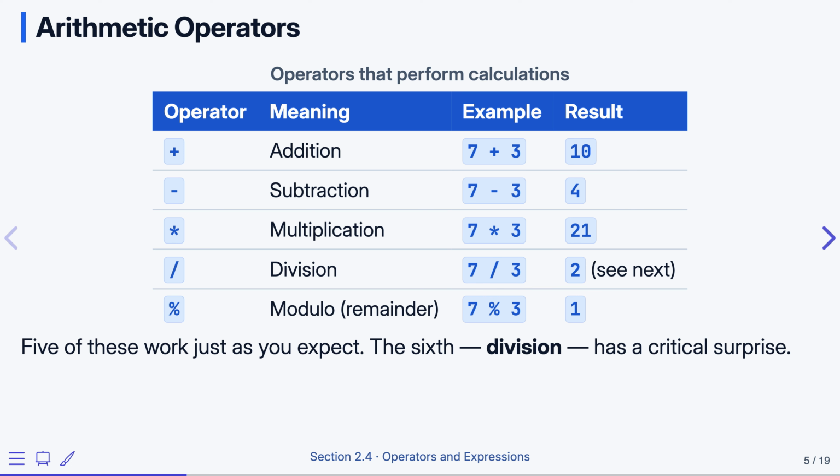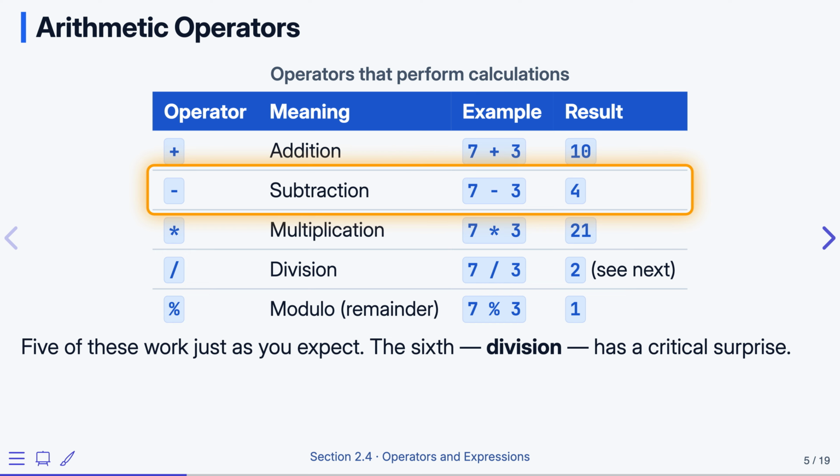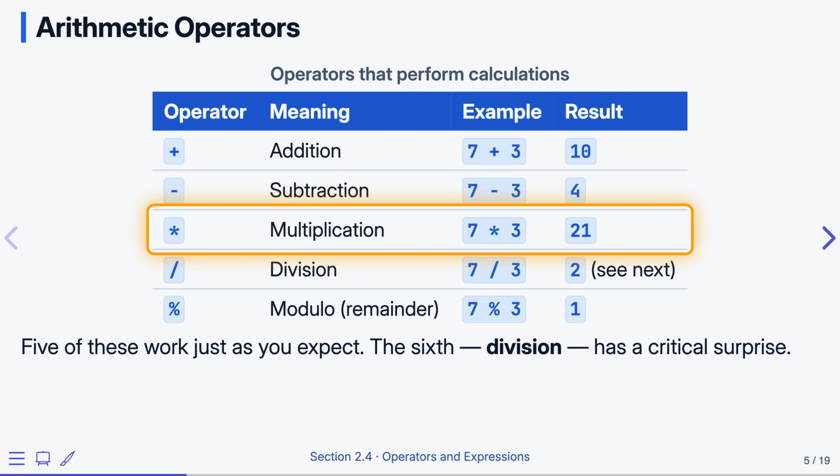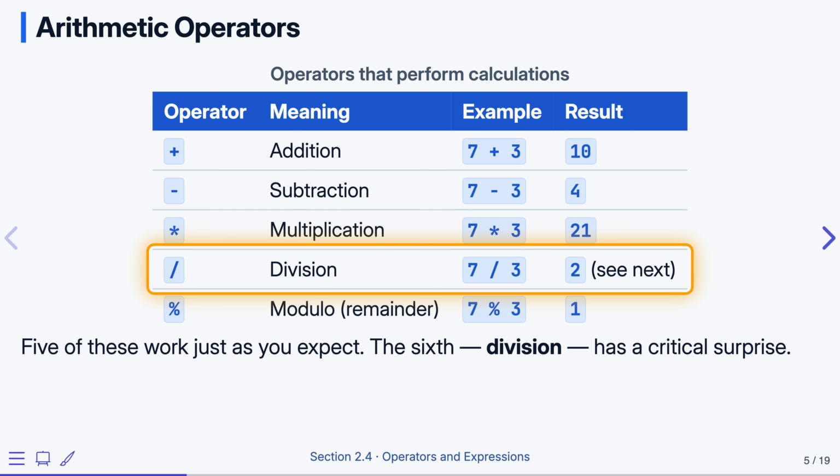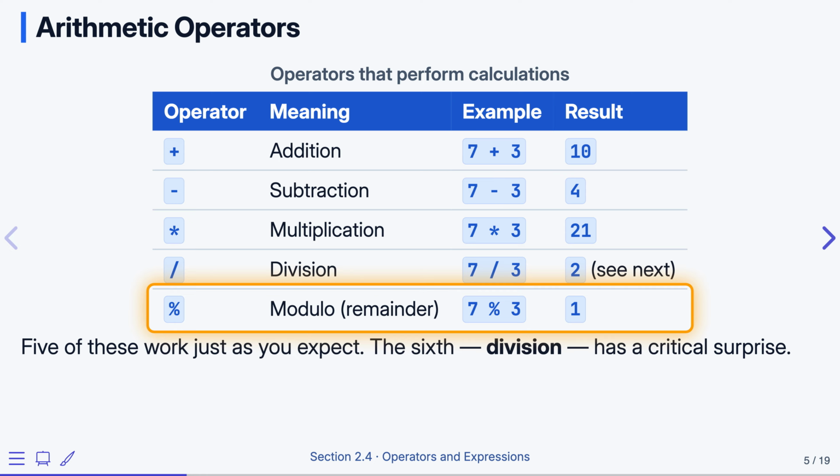Here are the arithmetic operators. These do the calculations you already know from math. The plus sign adds two values. 7 plus 3 is 10. The minus sign subtracts. 7 minus 3 is 4. The star does multiplication. 7 times 3 is 21. The slash does division. 7 divided by 3 gives 2 here, and we will see why on the next slide. The percent sign is the modulo operator. It gives the remainder. 7 modulo 3 is 1.